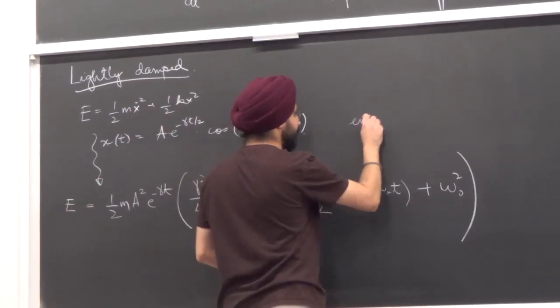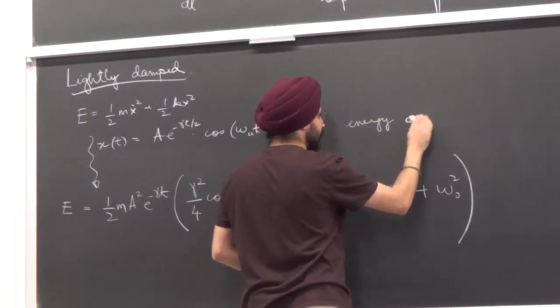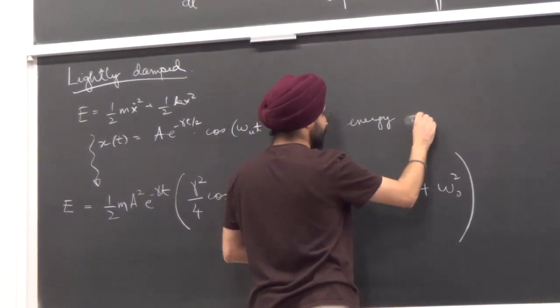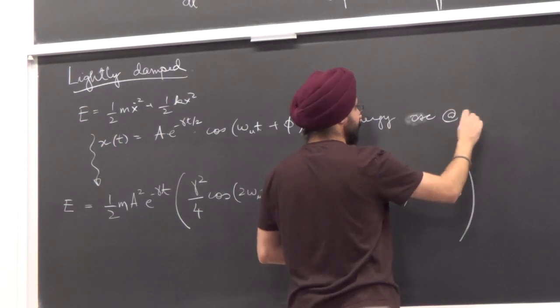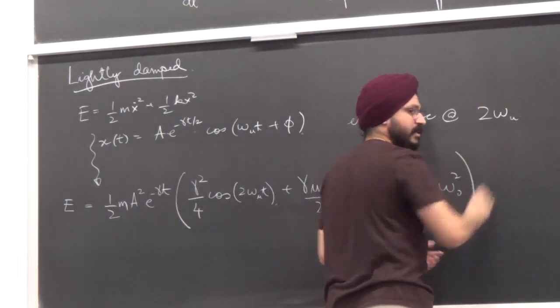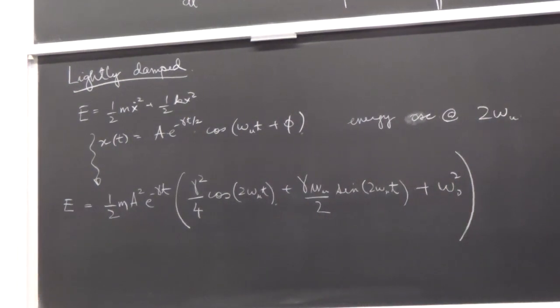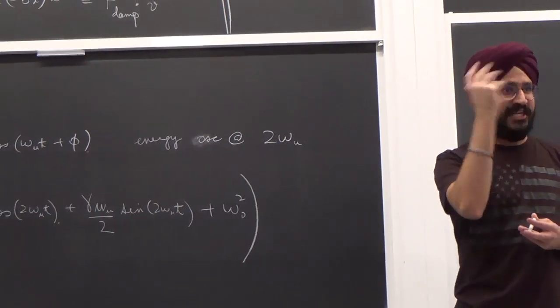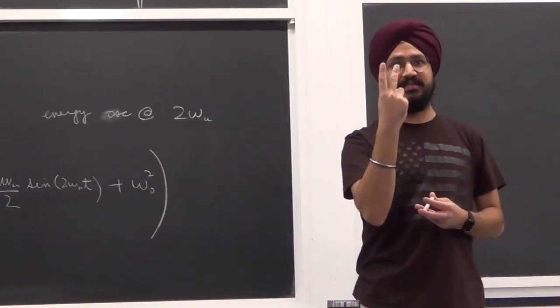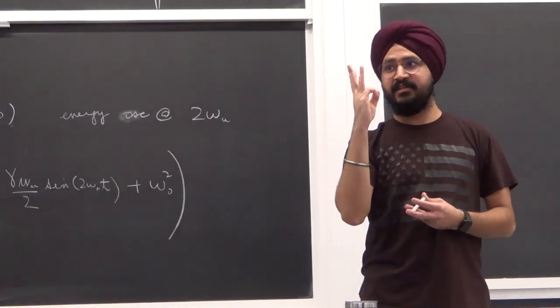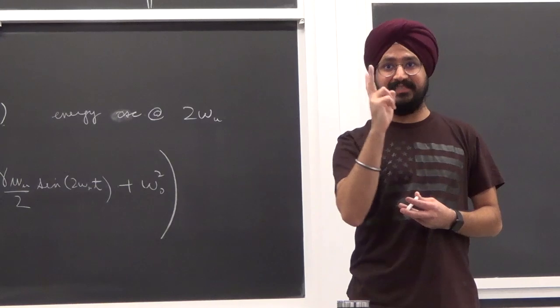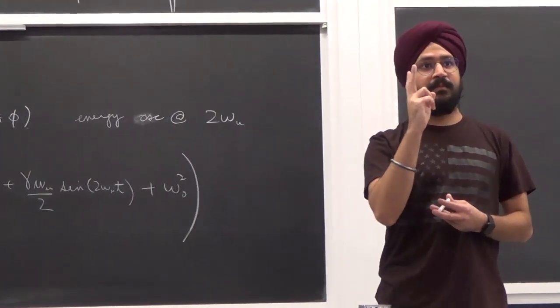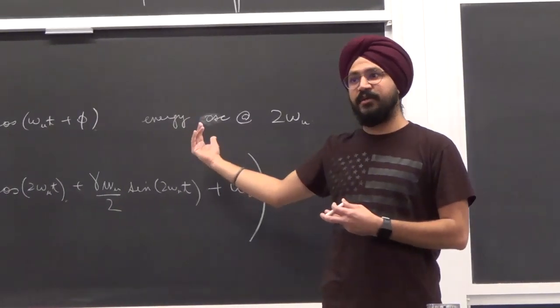So energy for this case oscillates at frequency 2 omega u. Could someone make sense of this claim? Why is the energy changing at twice the frequency? Not thrice, not 4 times, twice. But the motion itself has the frequency omega u.